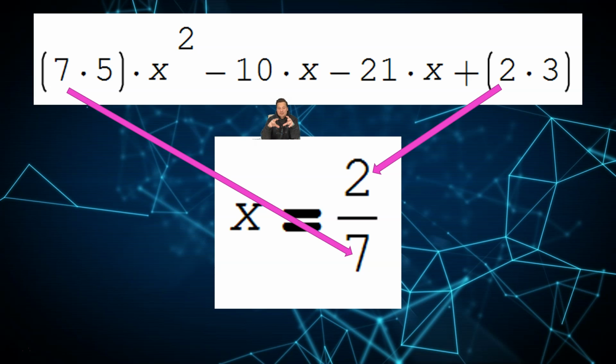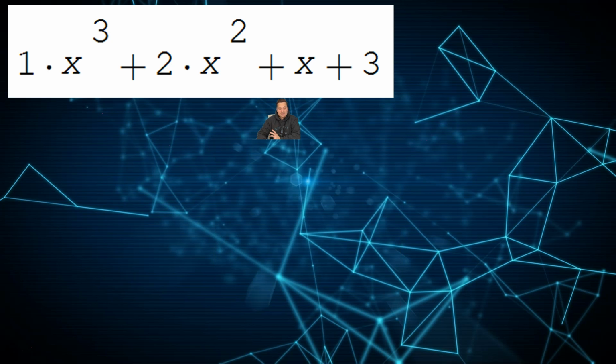So I've shown you this using a relatively simple example that involves only an x squared kind of quantity. But now let's take a look at it in a slightly more sophisticated way. So here it is. Imagine we have 1x cubed plus 2x squared plus x plus 3. And I want to write down a list of the possible roots of this expression.